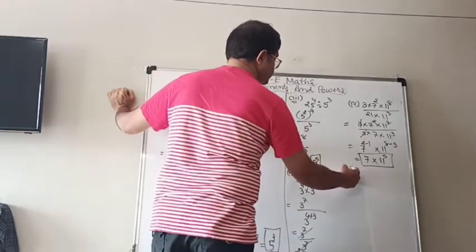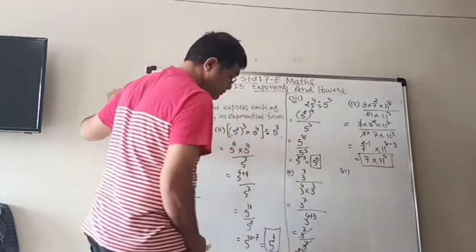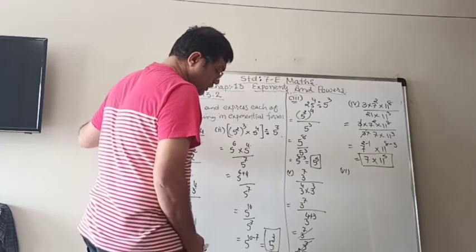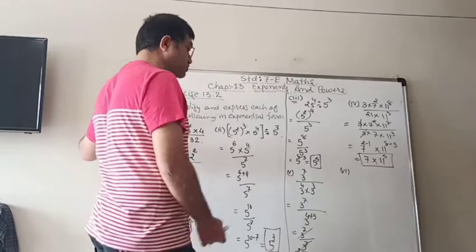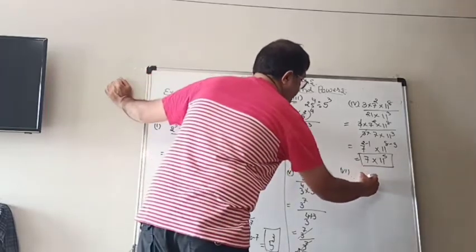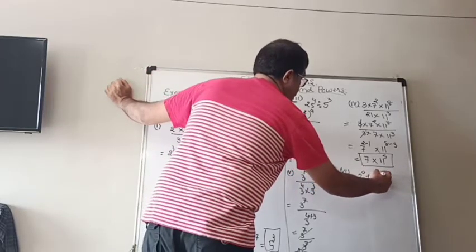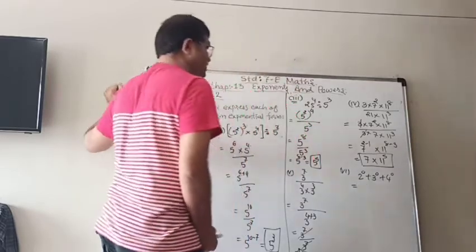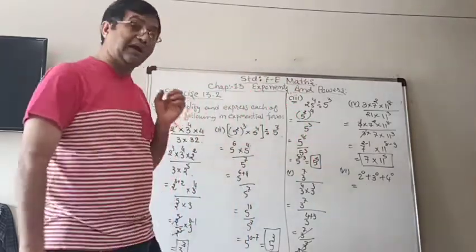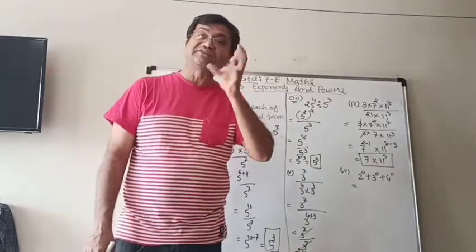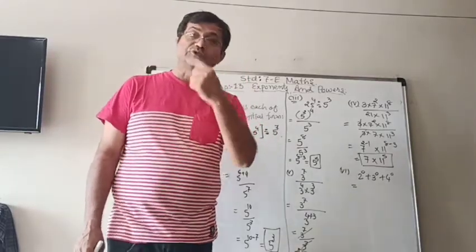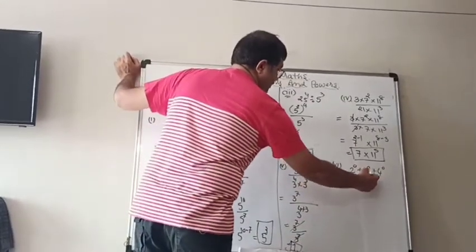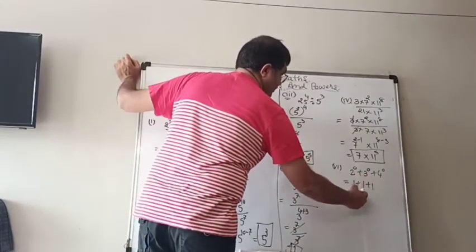Sixth one, 2 raised to 0 plus 3 raised to 0 plus 4 raised to 0. That is very simple. Any integer raised to power 0 becomes 1. So it is equal to 1 plus 1 plus 1.